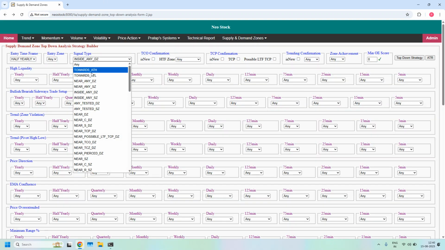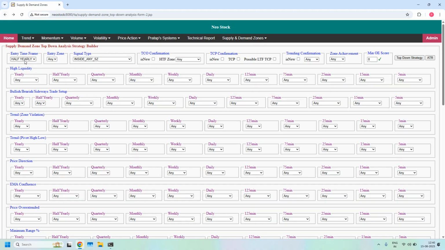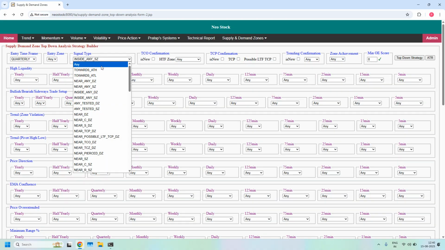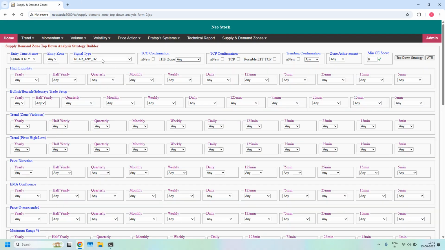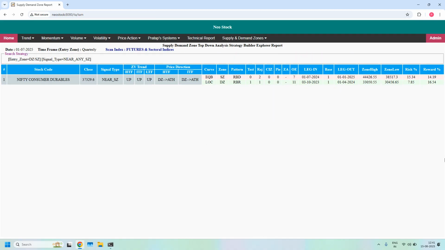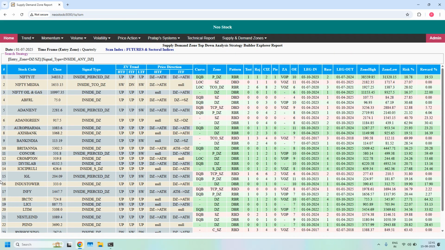Next, price closed inside the half yearly supply zone, we got 3 stocks. Next time frame is quarterly. Stocks near quarterly demand zone, we got 2 stocks. Next, stocks near to the quarterly supply zone, we got 1 stock.